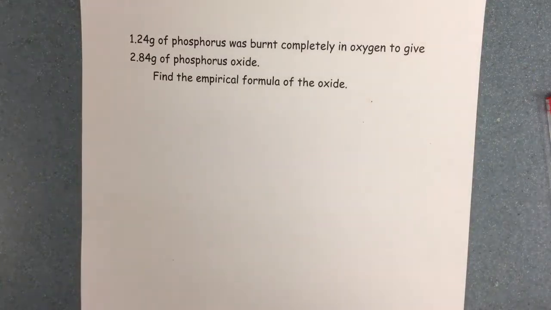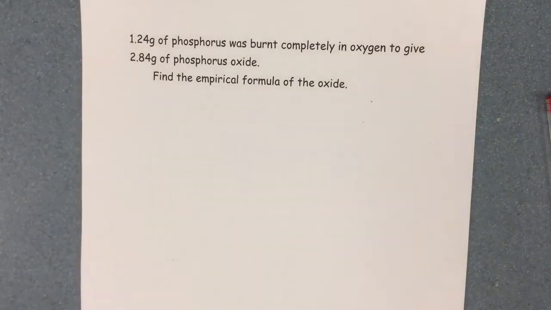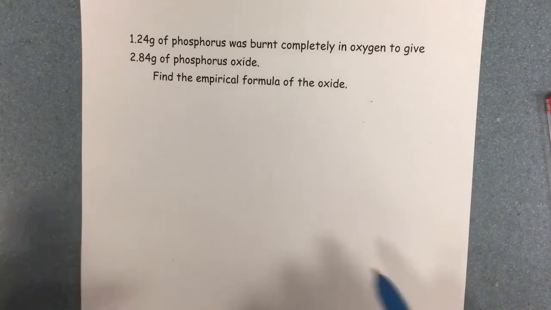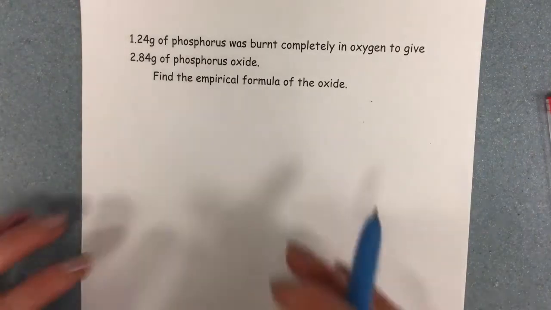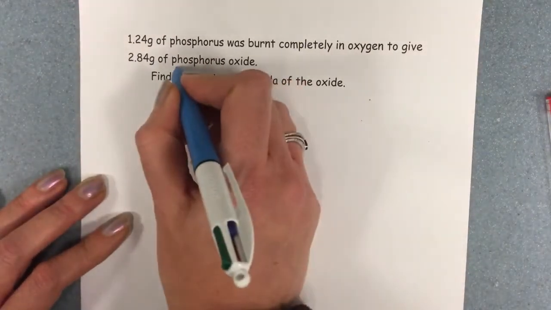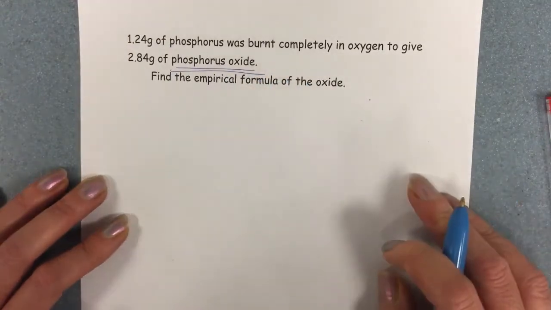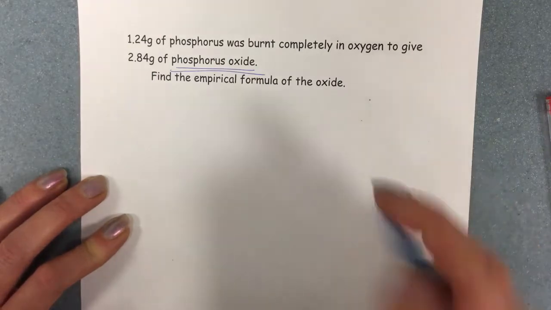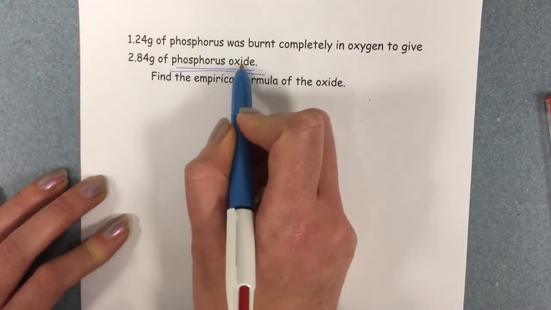This is an easy empirical formula question, relatively easy. It looks harder than it is just because of the wording and because we've used an experiment rather than just giving you a list of masses of elements. So we're told that it's phosphorus oxide. Obviously we don't know the formula because we're trying to work out the empirical formula. So we know it's only got phosphorus and oxygen in it though.